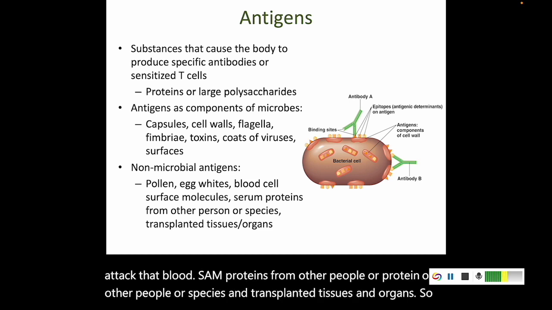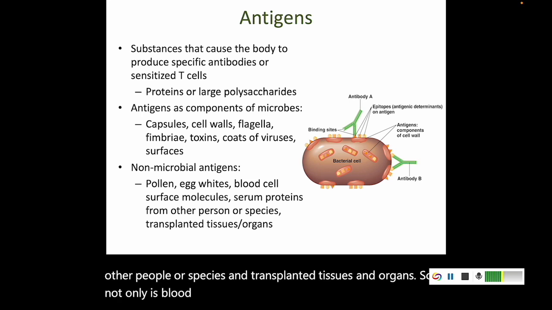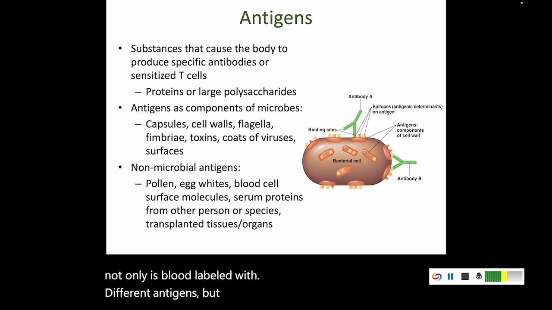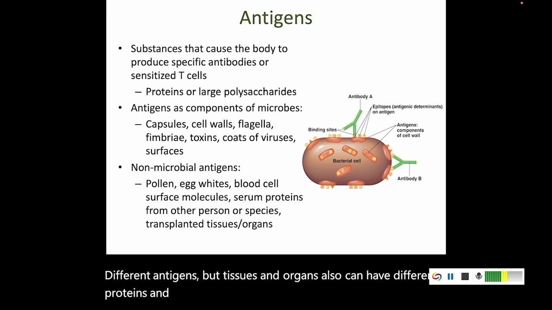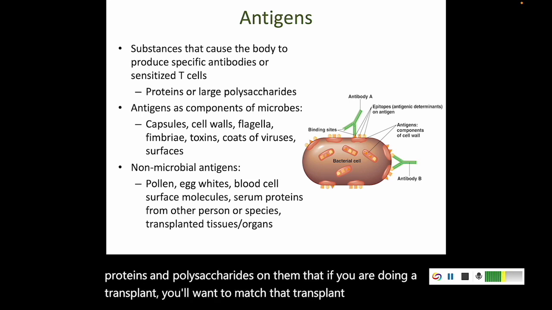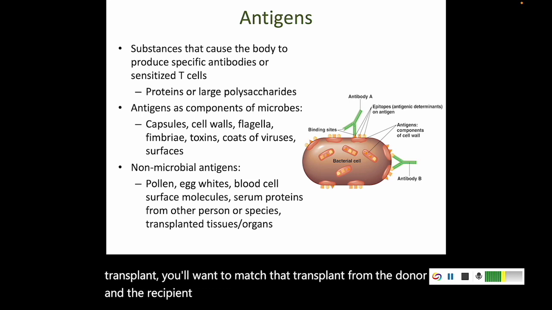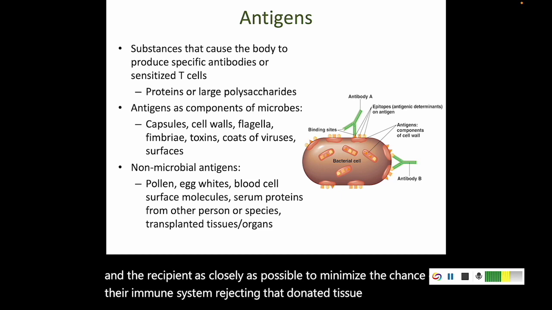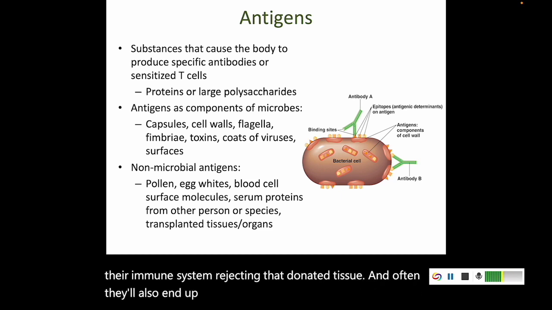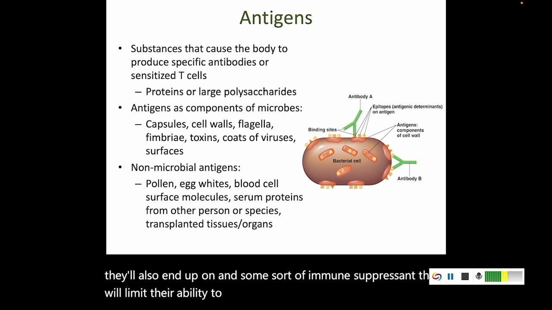So not only is blood labeled with different antigens, but tissues and organs also can have different proteins and polysaccharides on them. If you are doing a transplant, you'll want to match that transplant from the donor and the recipient as closely as possible to minimize the chance of their immune system rejecting that donated tissue. And often they'll also end up on some sort of immune suppressant that will limit their immune system's ability to attack their transplant.